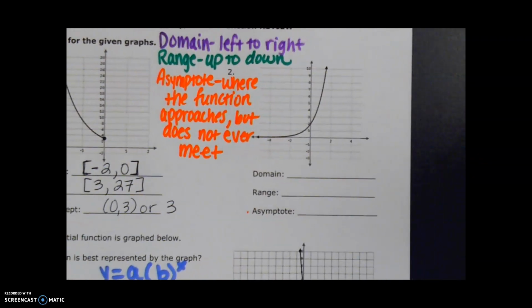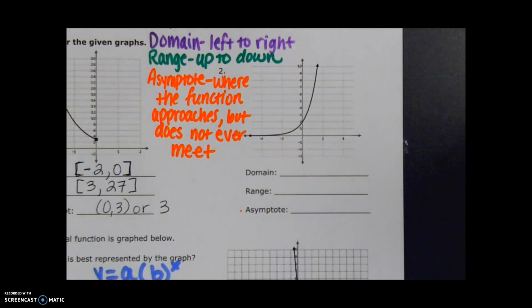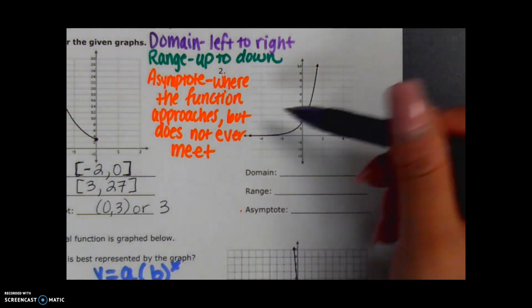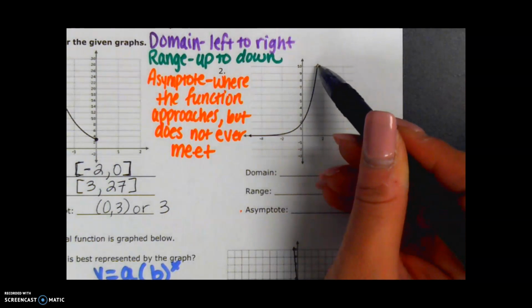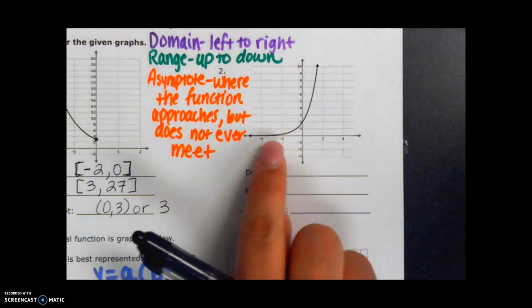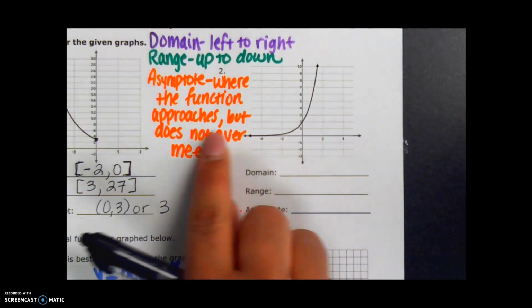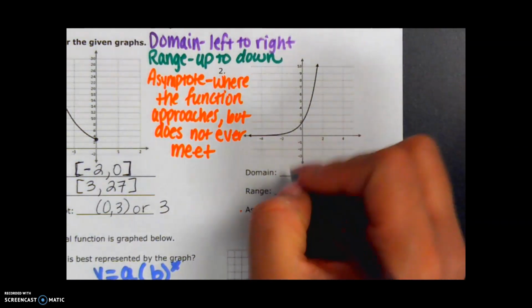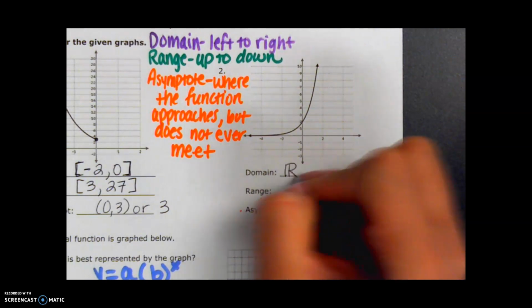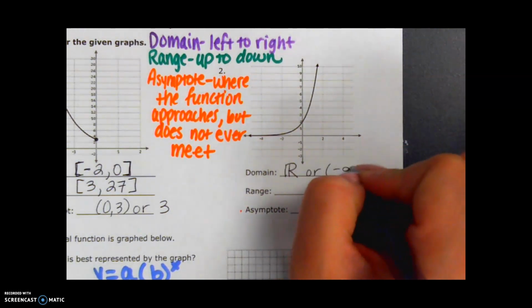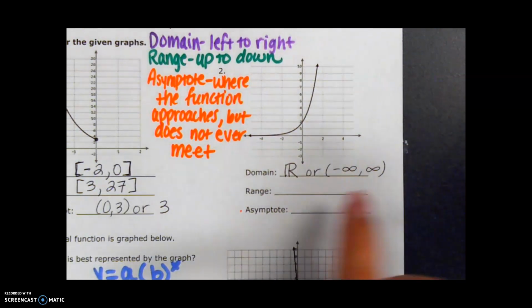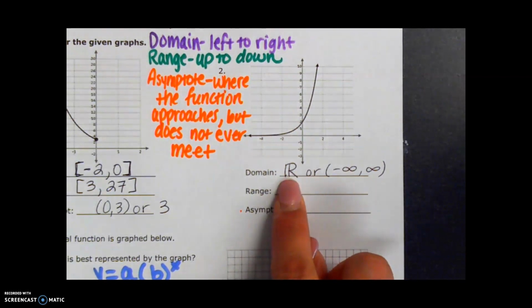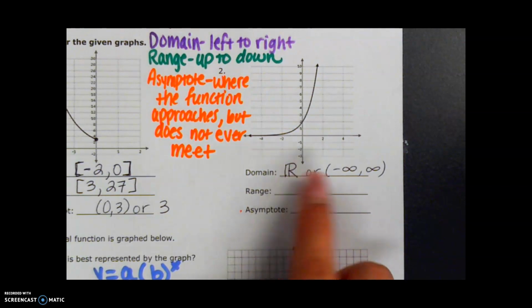All right, for this function here, this one goes on forever. The way I know that is because it's got arrows on the end. They go on forever. So remember, exponential functions go on forever to the left and forever to the right. All right, so this one is all real numbers, or you could say -infinity to +infinity. Remember that symbol means all real numbers. I just didn't write it all the way out.